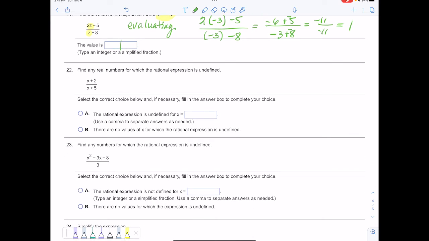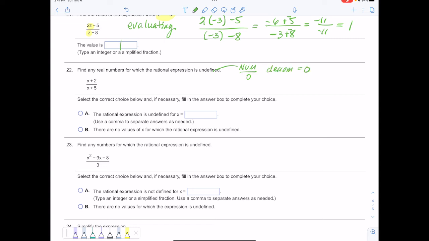In number 22, we're asked to find any real numbers for which the rational expression is undefined. Remember, the term undefined is when you have a fraction and you have a numerator divided by 0. Okay, anytime the denominator is 0, it's undefined.